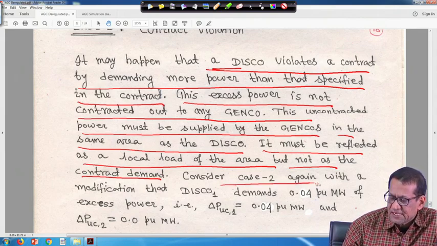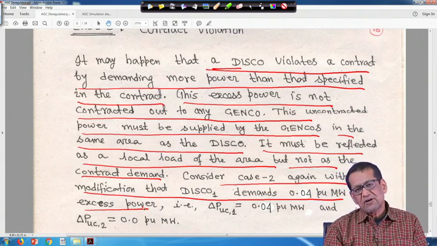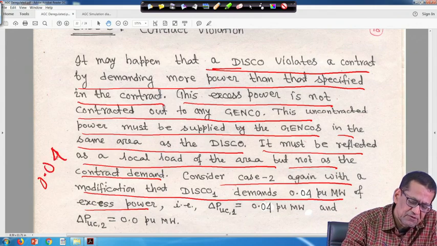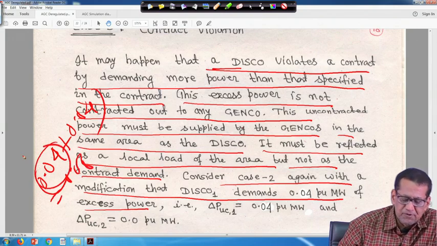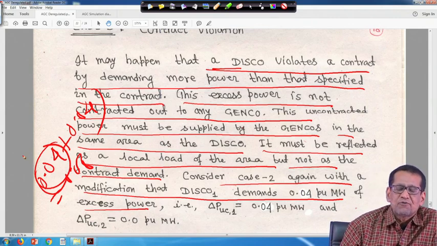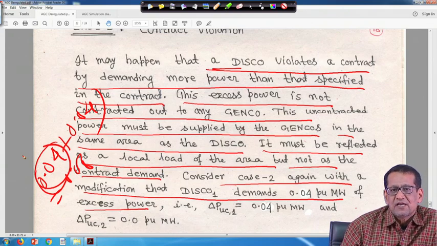Now, consider case 2 again with a modification that DISCO 1 demands 0.04 per unit megawatt of excess power. I mean it has a contract power of 0.04 per unit megawatt already. In addition to that, it also wants 0.04, that means total now 0.08, but this 0.04 was contracted power, and the other 0.04 is uncontracted. In area 1 two generation companies are there, GENCO 1 and GENCO 2, and accordingly this power will be supplied by those same GENCOs in area 1.